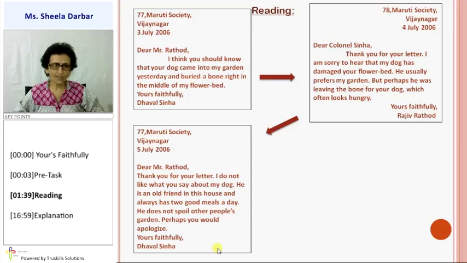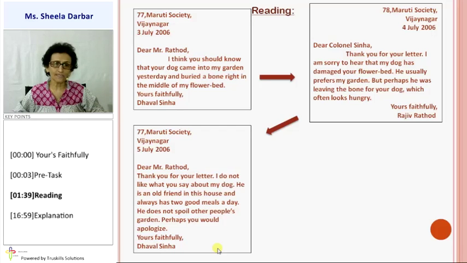I do not like what you say about my dog. He is an old friend in this house and always has 2 good meals a day. He does not spoil other people's garden. Perhaps you would apologize." So see, now Mr. Sinha is trying to justify, and what does he say?